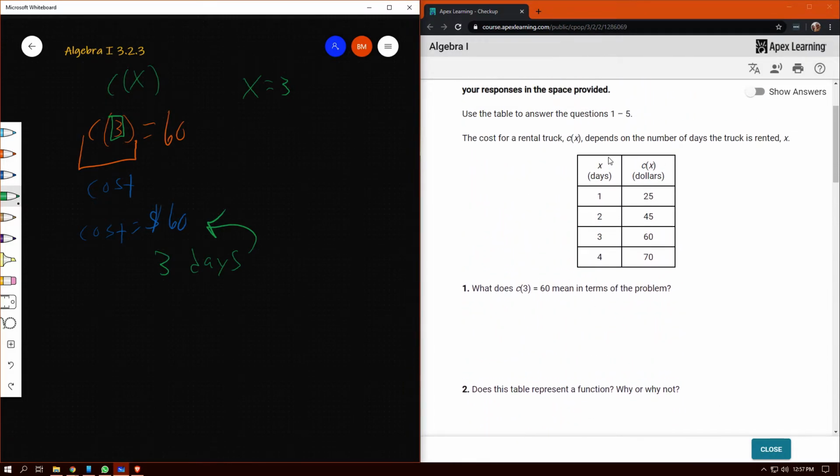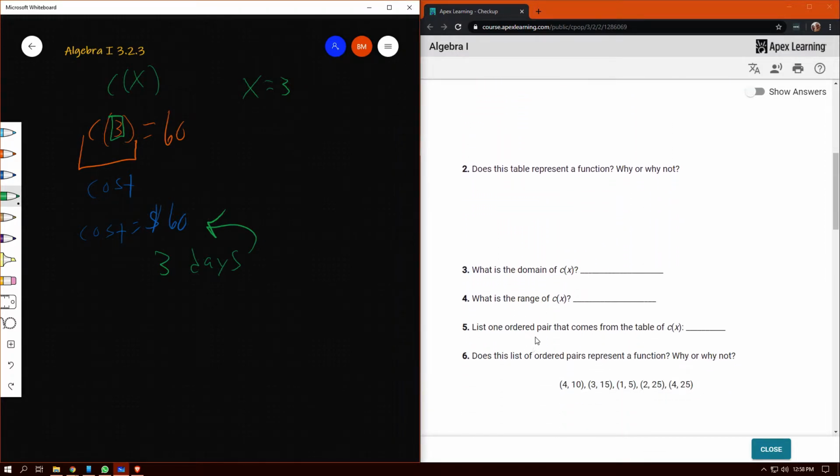Well, the domain is your X value, your independent variable. So your domain would be 1, 2, 3, and 4. That's what X is. That's what our domain is. Now our range is our Y values. Our range is our dependent variable. Well, that would be the dollars. Remember, the cost was dependent upon, right? So this is the dependent variable. That's my range. So my range would be 25, 45, 60, and 70.